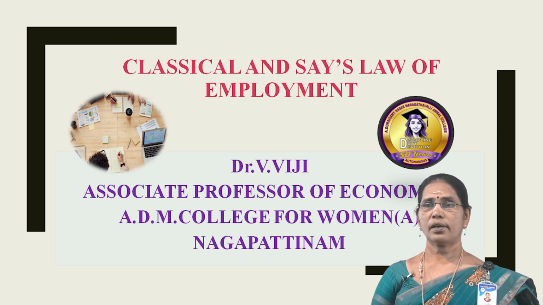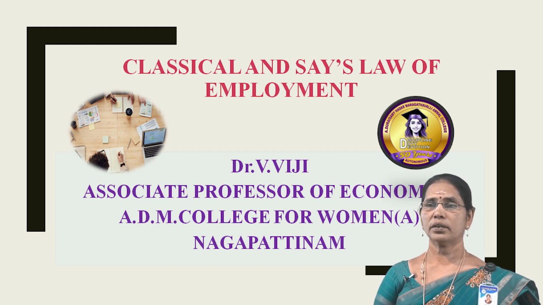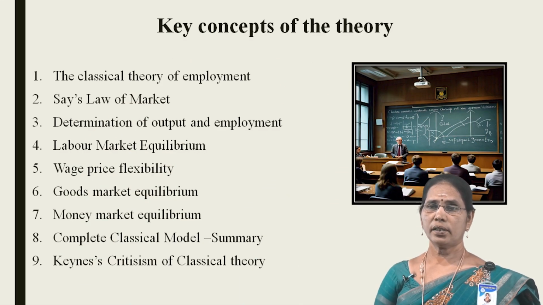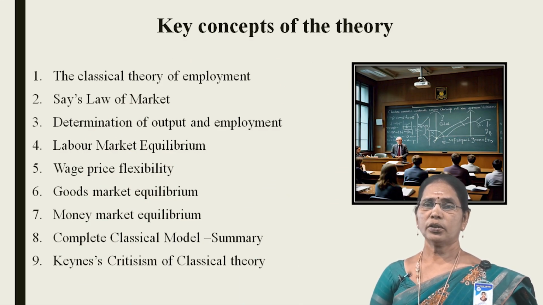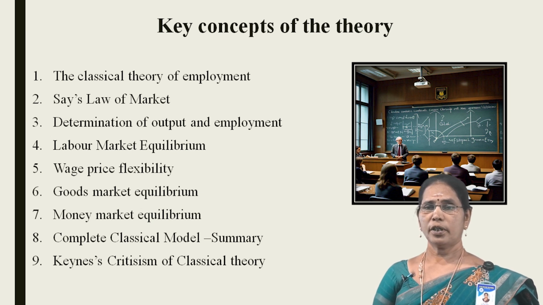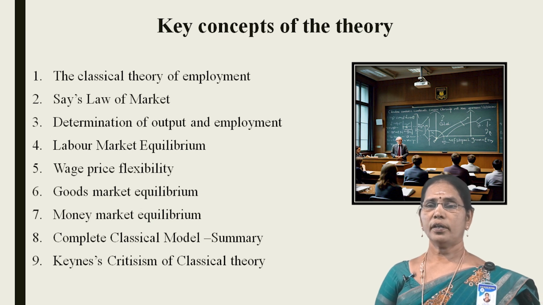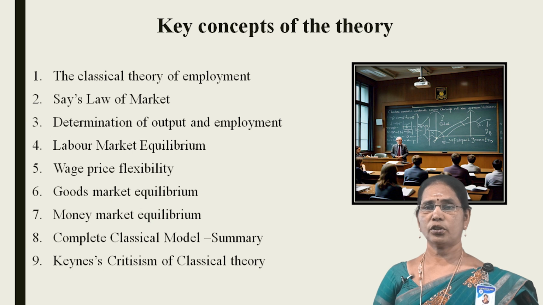Today we will see the classical theory of employment and Say's law, concepts of the theory. The classical theory of employment includes Say's law, determinants of output and employment, labor market equilibrium, wage price flexibility, goods market equilibrium, money market equilibrium, classical model, summary, and Keynesian criticism. These are all the contents of this concept.